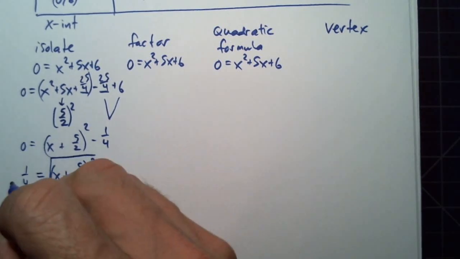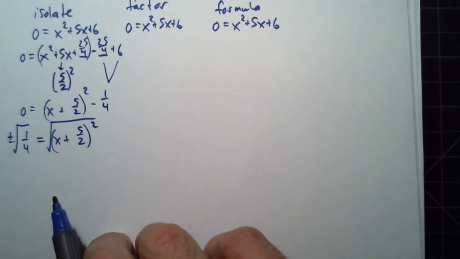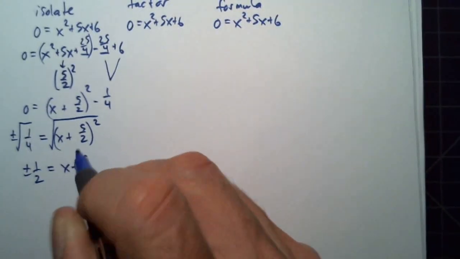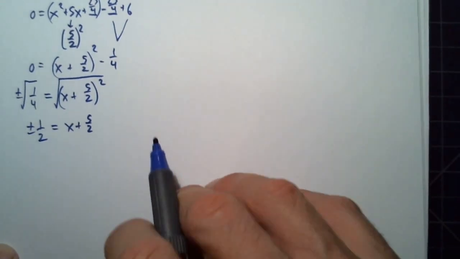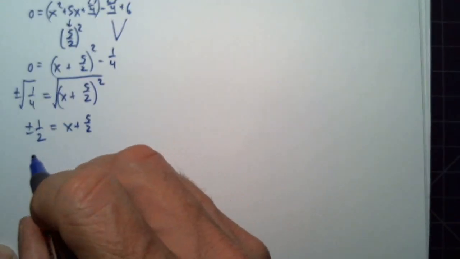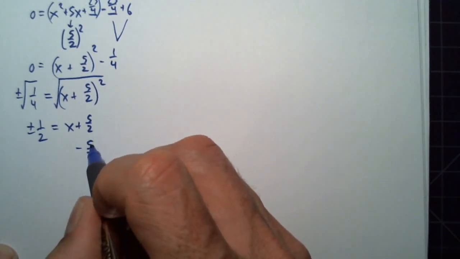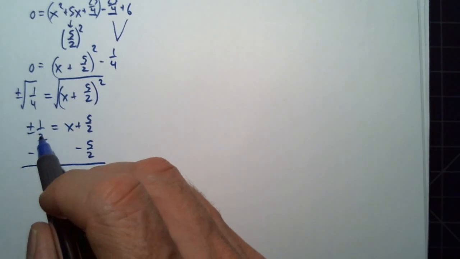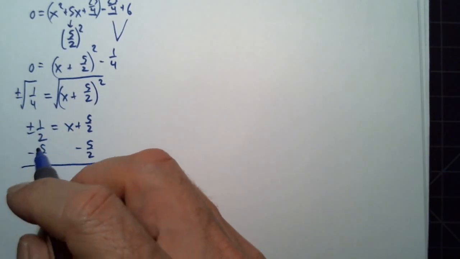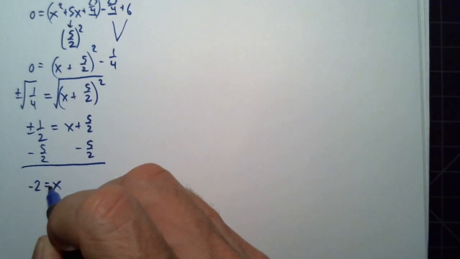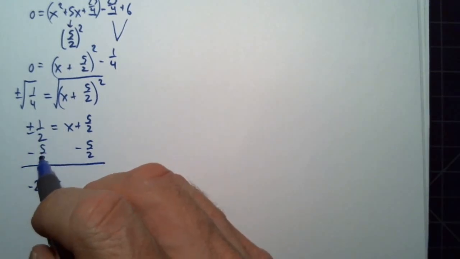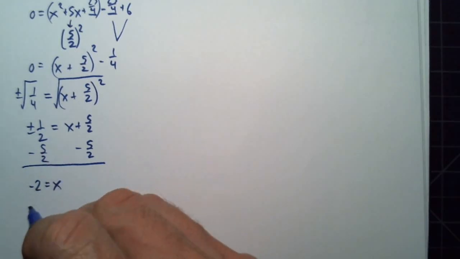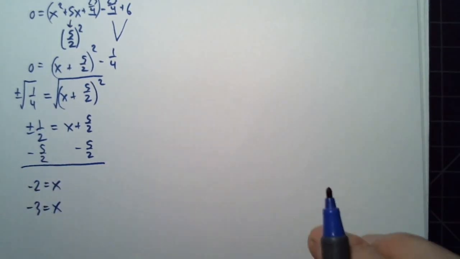Then we can square root positive or negative, and we'll have a positive or negative 1/2. We can subtract 1/2. Subtract 5/2. So that's a positive 1/2 minus 5/2. We get negative 2. And if we have a negative 1/2 and a negative 5/2, that'd be negative 6/2. And that's negative 3.